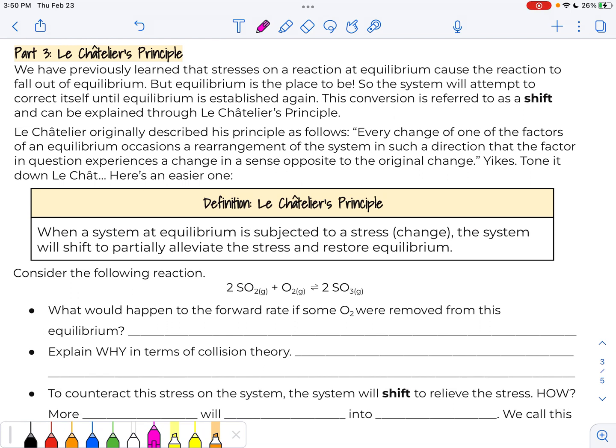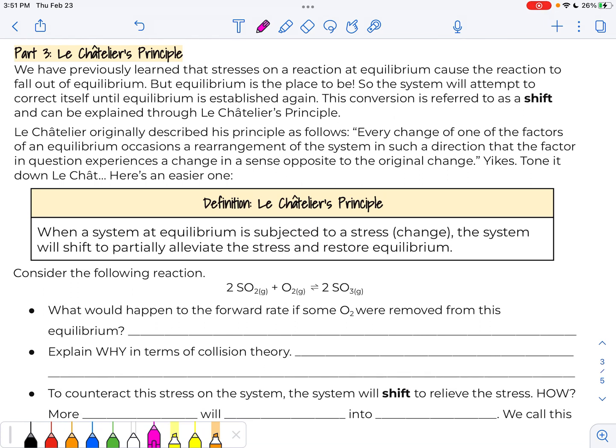So we previously learned that stresses on a reaction at equilibrium cause the reaction to fall out of equilibrium. But equilibrium really is the place to be. It's where it's at. So the system's going to attempt to correct itself until equilibrium is established again. And this conversion, this getting back to equilibrium, is called a shift. And we can explain it, how it's going to happen, predict the direction of it, through Le Chatelier's principle.